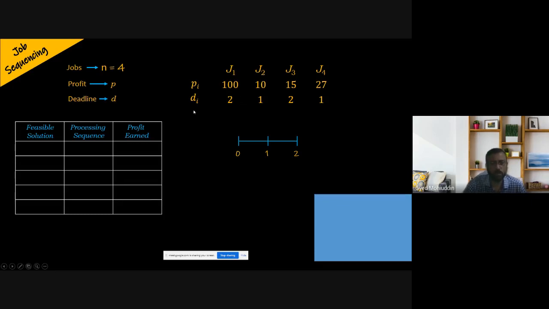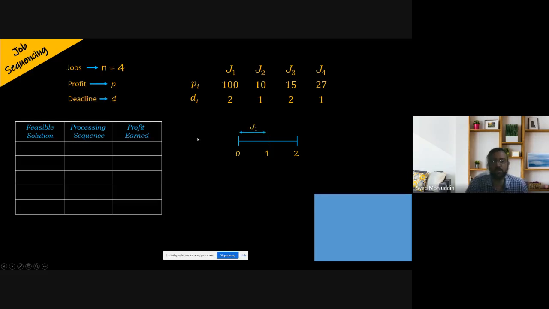Remember that a deadline doesn't mean the job will take that many units of time. Job 1 will not take 2 units of time. Job 2 will not take 1 unit of time. Job 3 will not take 2 units of time. Their deadlines are 2, that is, by 2 p.m., or by 1 p.m., that job has to be completed. But all jobs take only a unit of time to complete.